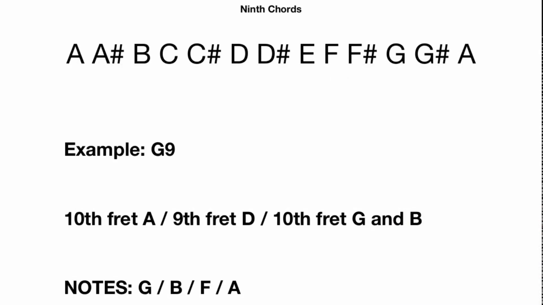Okay, so let's start with the G9 chord. We're gonna play the G9 chord together here. So everybody go to, as it says right here on the screen, the 10th fret of the A string with your middle finger. Then you're going to go to the 9th fret of the D string with your index finger. Then the 10th fret of the G with your third finger, and the 10th fret of the B with your fourth finger. Okay, so you have 10A, 9D, 10G, and 10B.